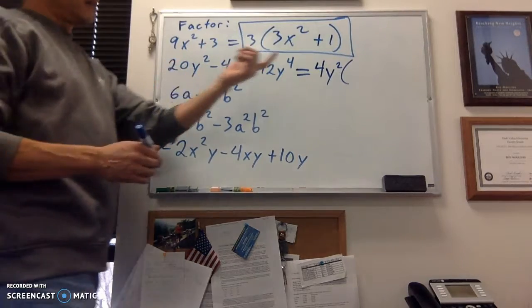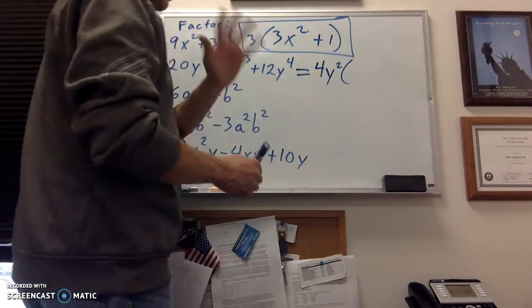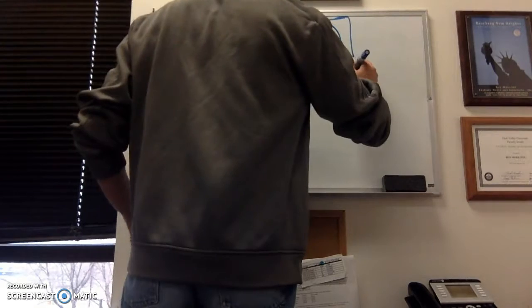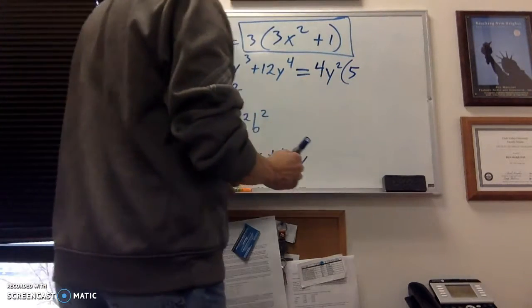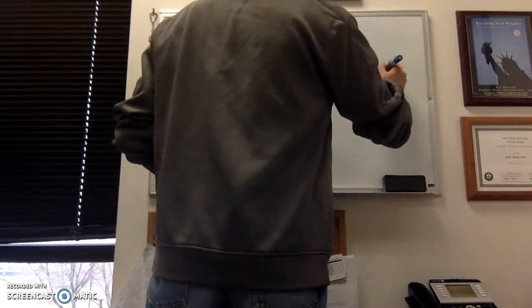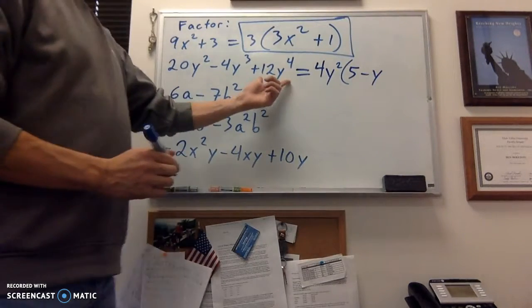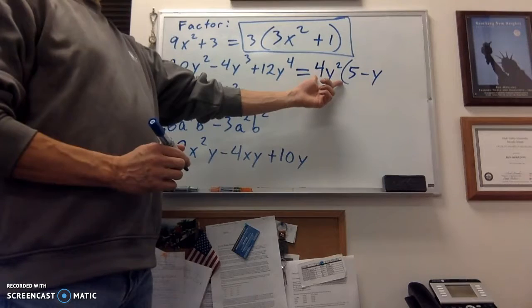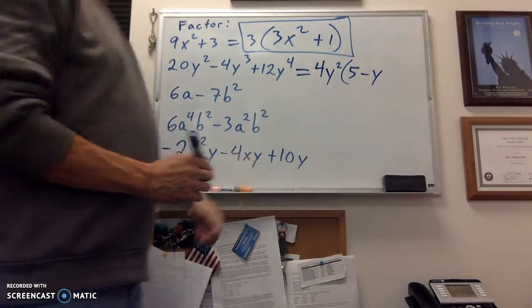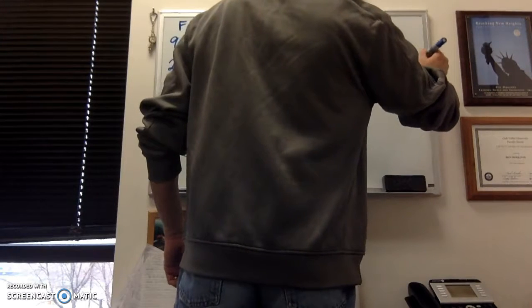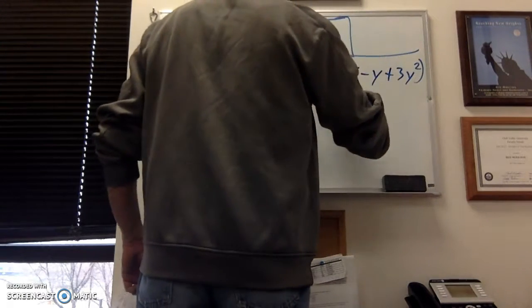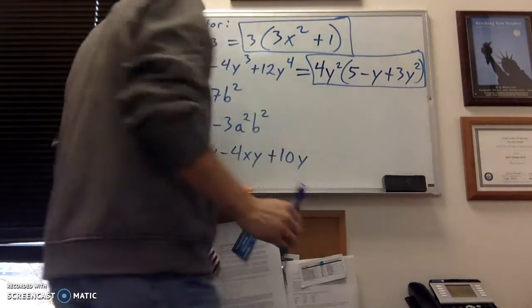Another way of looking at this would be to do this. 20y squared divided by 4y squared is 5. -4y cubed divided by 4y squared is -y. And finally, 12y to the fourth divided by 4y squared is 3y squared. And that is the answer for that factoring.